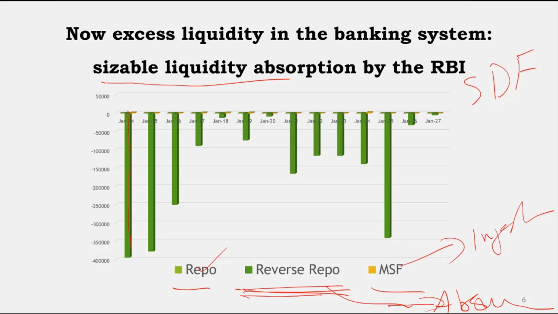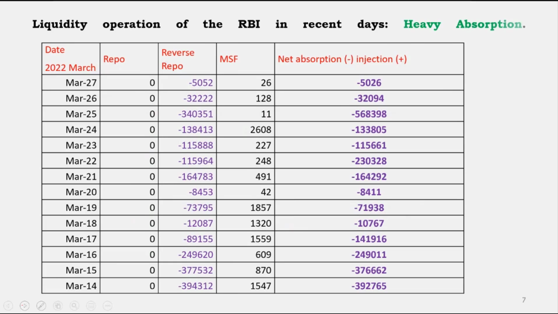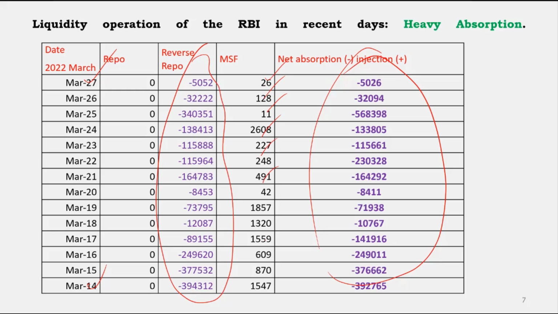So the RBI is tremendously absorbing liquidity from the banking system, or in other words the banking system has a huge volume of liquidity. And the same thing we can get from this table also. Here from March 14 to March 27, the liquidity operation of the RBI is dominated by reverse repo operations. There is a small amount of marginal standing facility turnover as well. That means banks were using the marginal standing facility, but that turnover is quite insignificant compared to the reverse repo operation or liquidity absorption operation conducted by the RBI.